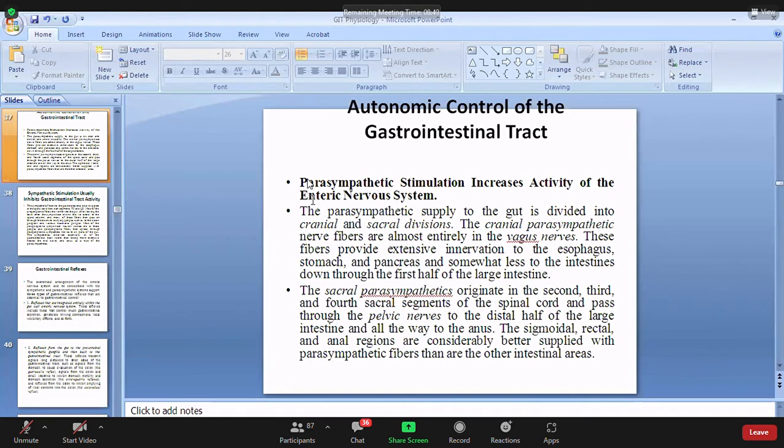And I have already mentioned that the parasympathetic supply is from the craniosacral outflow, that is the cranial and sacral division of the nervous system. The cranial parasympathetic nerve fibers are almost entirely by the vagus nerve, and these nerve fibers provide extensive innervation to the esophagus, stomach, pancreas, and somewhat less to the intestine down to the first half of the large intestine.